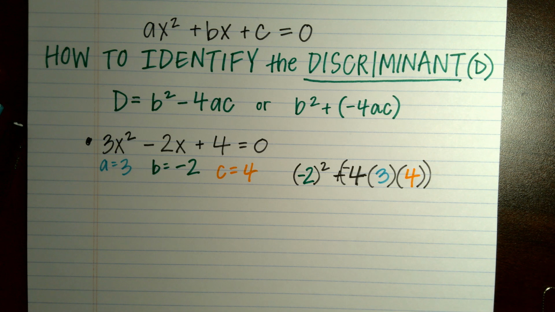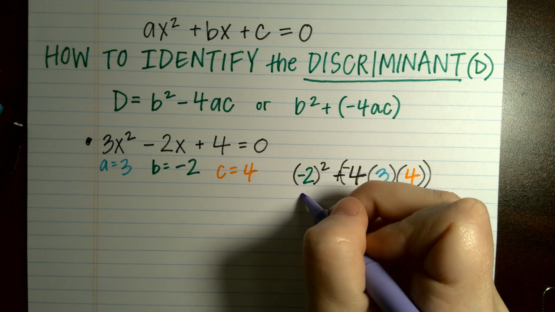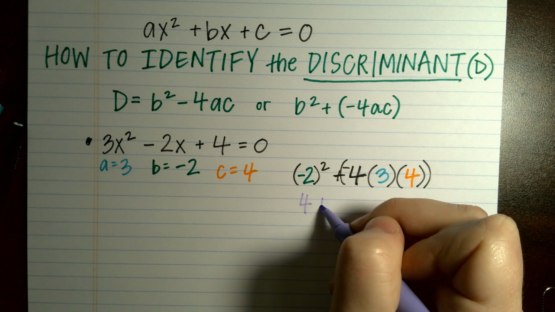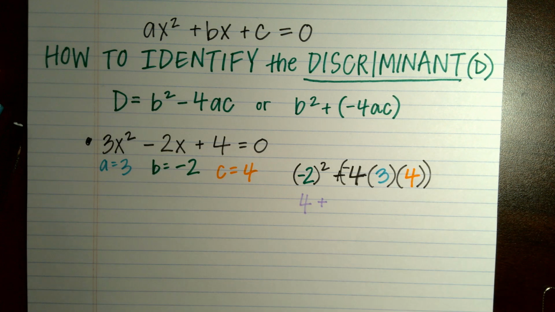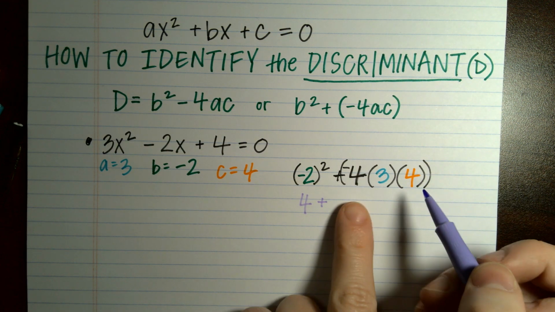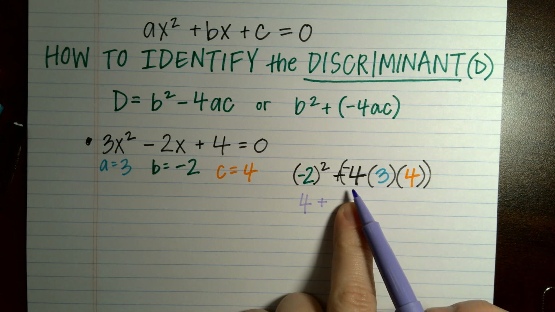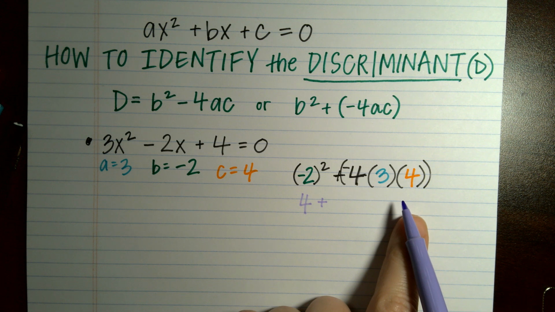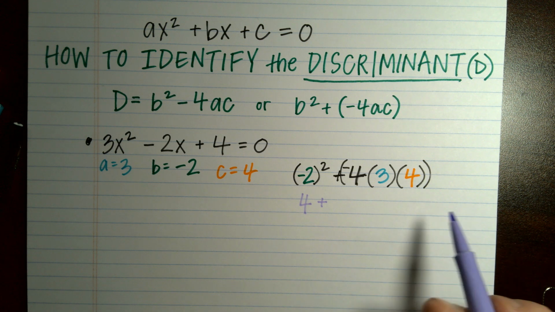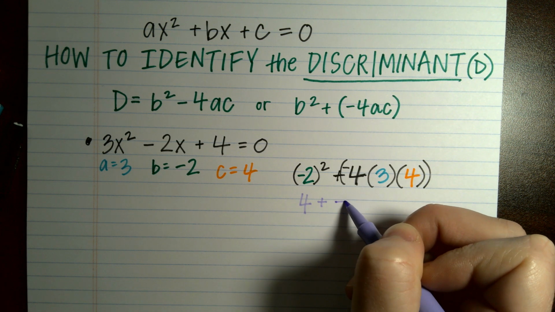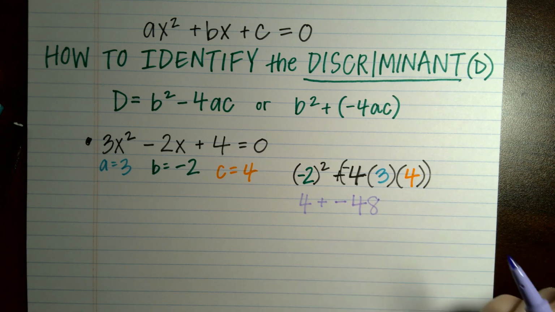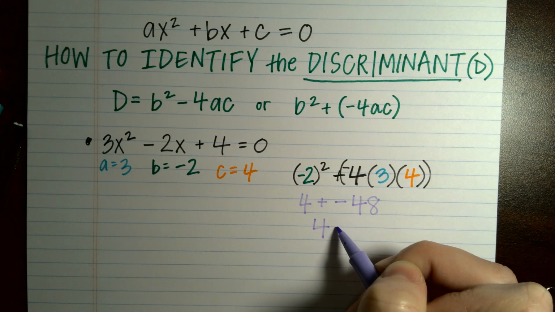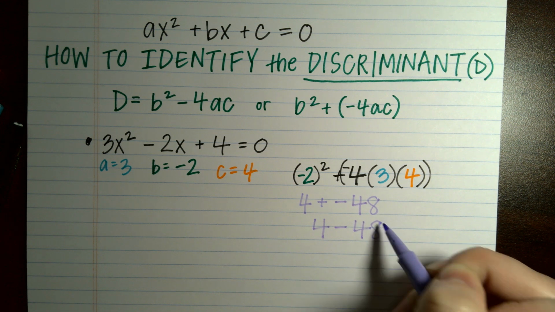The right one is 48. So 4 and -48. Yeah, so -2 squared is positive 4 plus or minus, depends on which one you're using. Now you can look ahead and see a negative number times a positive number times a positive number is going to give us a negative answer. -48. So we would have plus -48 or 4 minus 48.